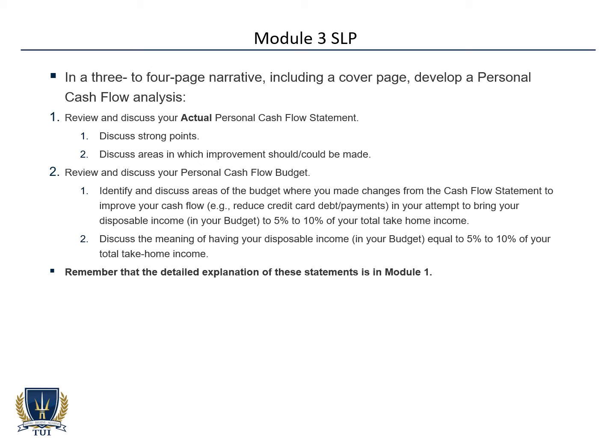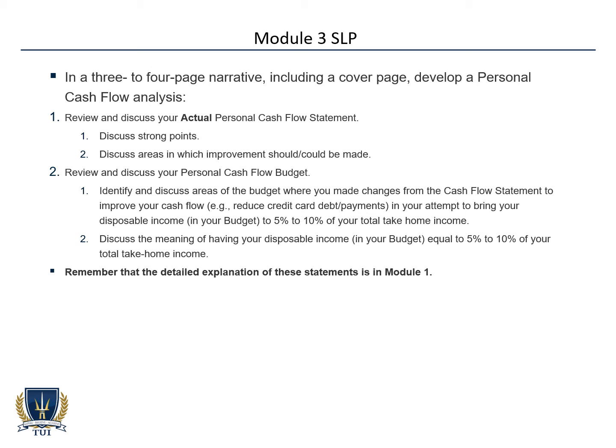You talk about the strong points and the weak points of your budget and cash flow statement. Actually, just your cash flow statement. So just discuss the strong points and weak points of your cash flow statement. And then the second part of the assignment is to review and discuss your personal cash flow budget. So identify and discuss the areas of your personal budget where you made changes from the cash flow statement to improve your cash flow.